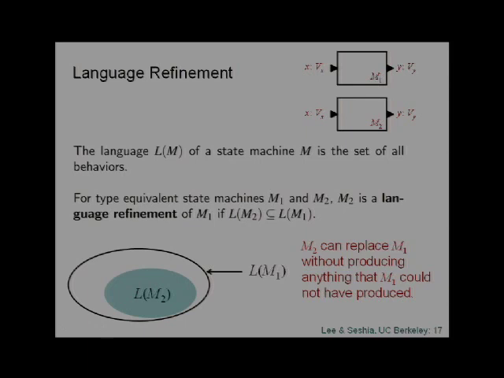So that's a set of all inputs. So the thought experiment you should have while thinking about the language is that you have a state machine, you provide all possible input sequences, and that generates all possible output sequences, and you put those together along with the state, and that defines your language.